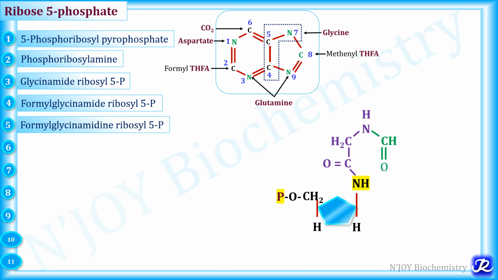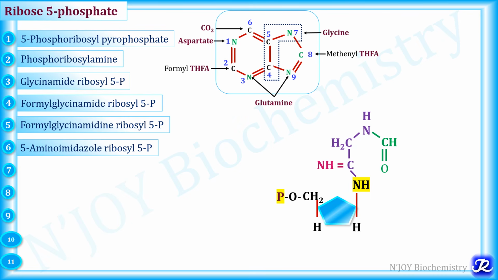The product which is formed in the fifth step is formyl glycinamidine ribosyl 5-phosphate. Here glycinamide becomes glycinamidine and the donor is glutamine. This fifth step also involves ATP and is responsible for contribution of nitrogen present at number 3. In the sixth step, ATP is involved. There is just ring closure. The imidazole ring is formed, so there is formation of aminoimidazole ribosyl 5-phosphate.